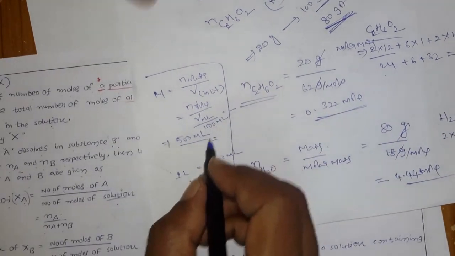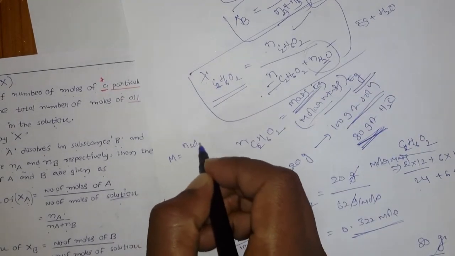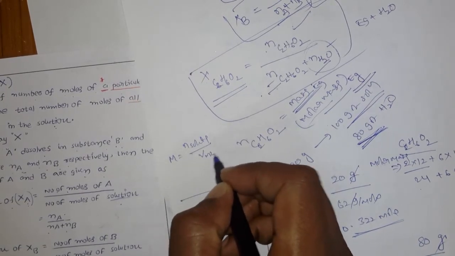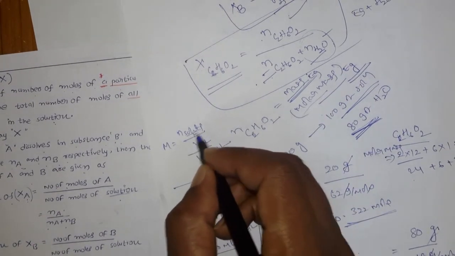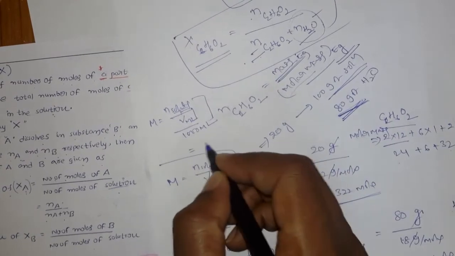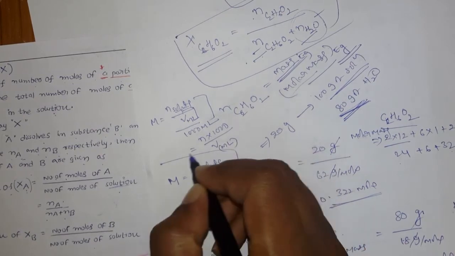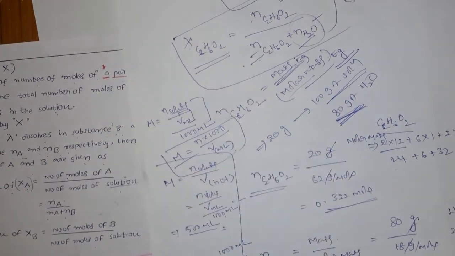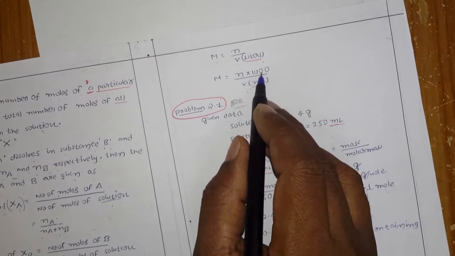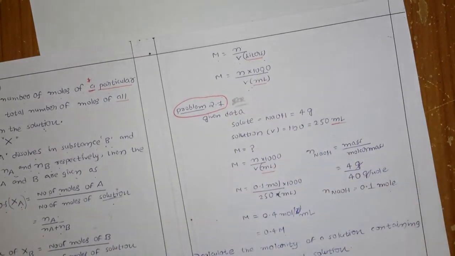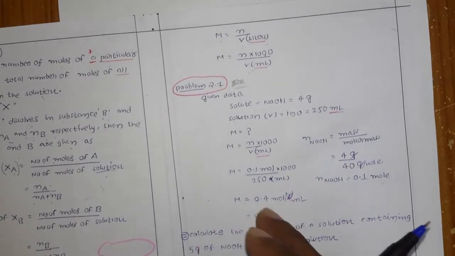Okay, so you can write it as M is equal to number of moles of solute divided by V, if V is expressed in ml, that is divided by 1000 ml. So then you have to multiply, so that you can write it as n into 1000 divided by V expressed in ml. That is the reason why they multiplied with the 1000. Okay, very simple, right?